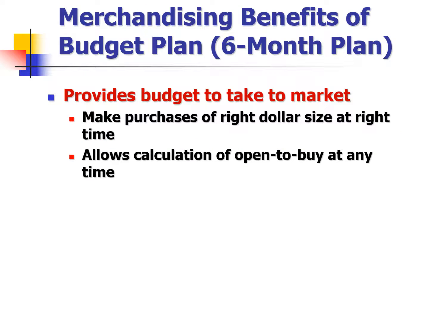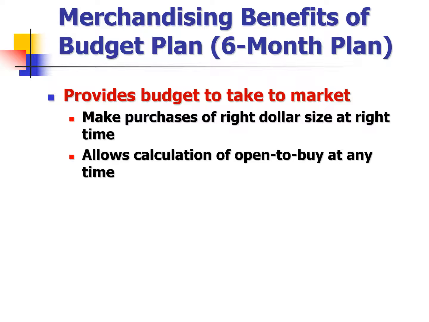In addition, the 6-month plan has a lot of benefits for merchandisers, especially because the plan allows us to have the dollar budget to take to the market. So when you go to the market to make purchases, you're not blind, right? You know how much dollar you can spend and for when you have to purchase this merchandise, all those things. So your purchases are going to be more accurate and more planned.